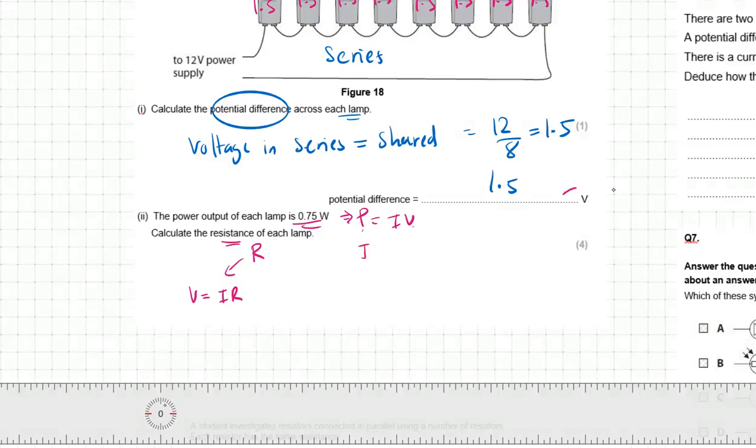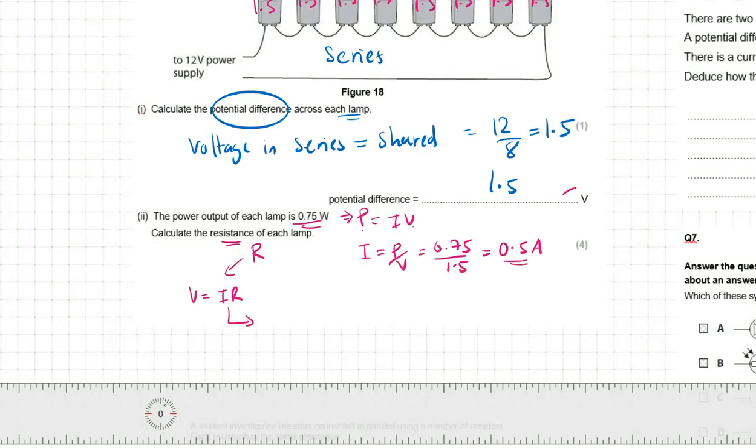So I is equal to P over V. So 0.75 divided by 1.5. As you can see here, this will give me my current, and my current will be 0.5 amps.